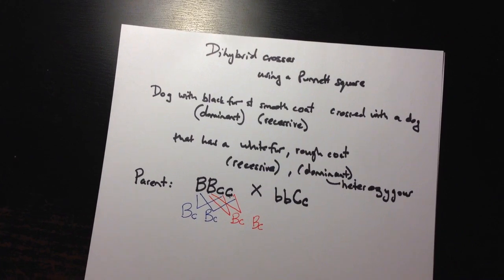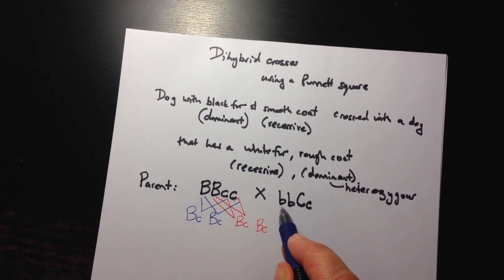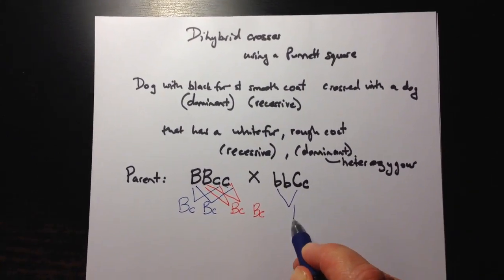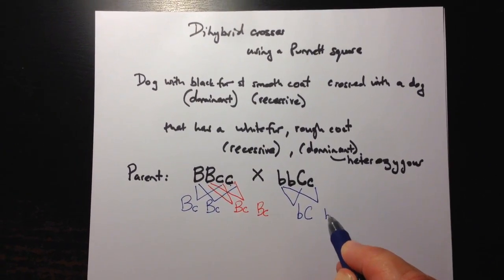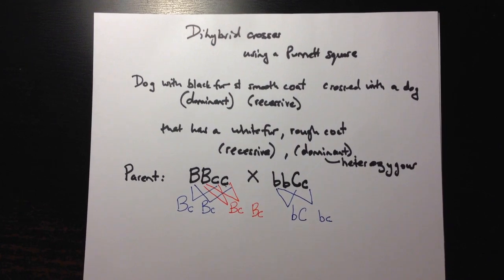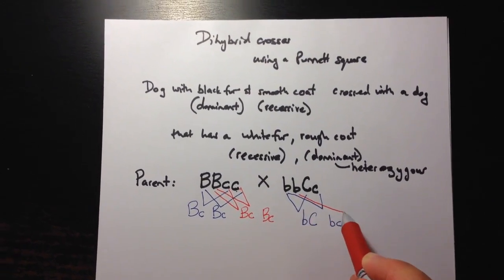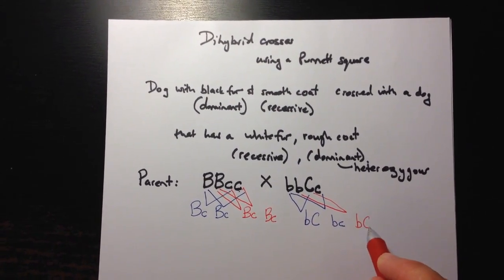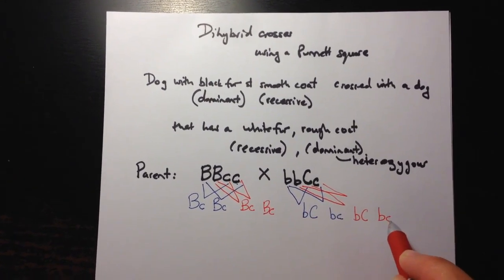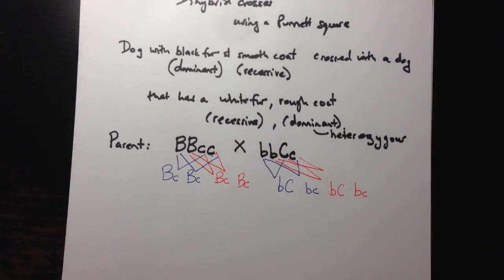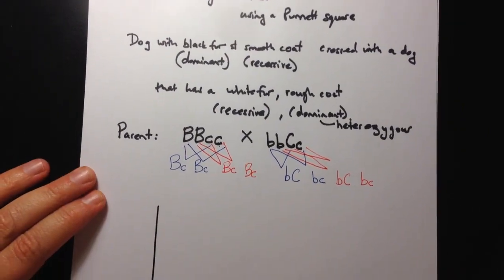So let's do the same on the other side. Let's start with this little b and that big C. And we take that little b with the little c. And then we use the red and we show the little b with a big C and the little b with a little c.